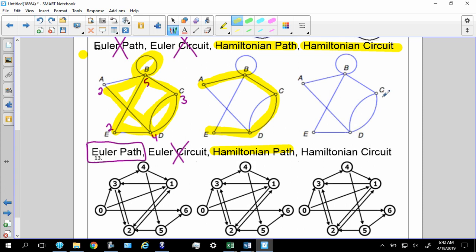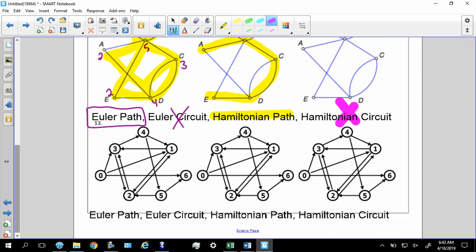Let's see. Starting with C. Boom. No. Dang it, that doesn't work either. Huh. Try one more. Nope, doesn't work. All right, so I don't think we have a Hamiltonian circuit, so nope.